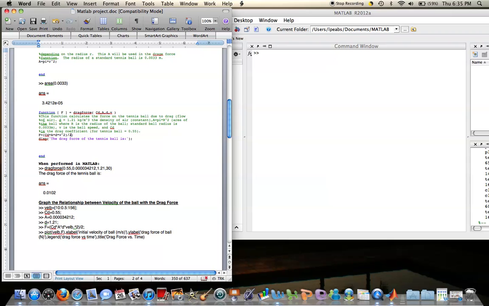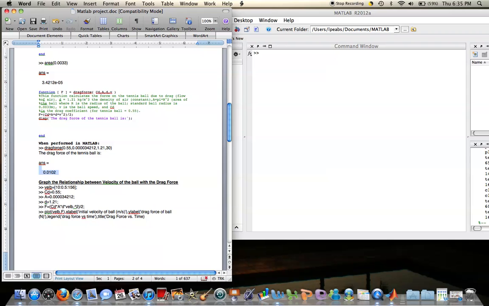So to perform this in Matlab, similarly to the past functions, you just type in drag force. You enter in 0.55 for the drag coefficient, and this is your area, which you found up here in the third function. And then you type in 1.21 for the density of air. And then here is what changes, the velocity, so you could put in any velocity with which you hit the tennis ball. Again, I put in 30 meters per second, so it calculates it to be 0.0102. In this case, it's a very small number. It makes a difference, though.